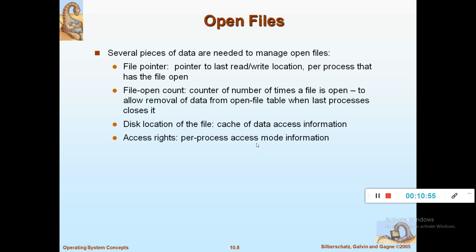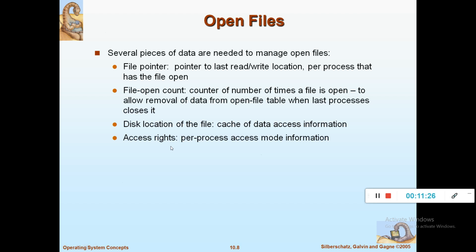So when you open the file, some pieces of information are maintained. All this information is maintained in the open file table: the file pointer, file open count, disk location of the file, and access rights. So what information we maintain to open the file, and how we use this information in the different file tables, we are going to cover in detail again in file implementation.